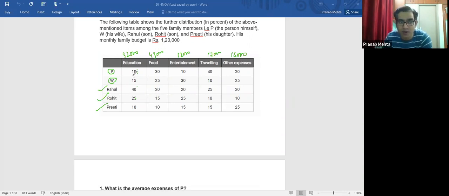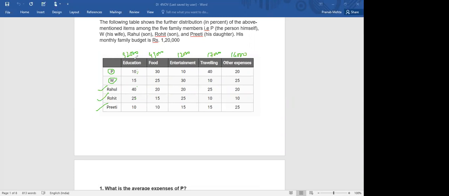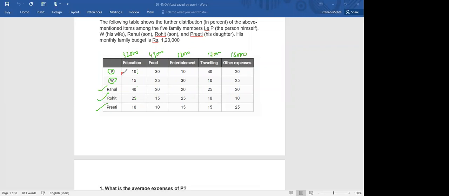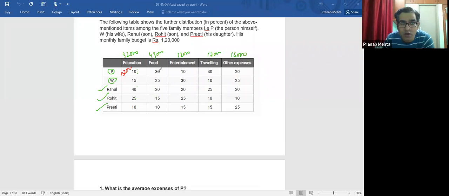I'm going to show for Preeti. Sorry, person. Please for person. Person's 10% expense is coming from education. So 10% of 32,000 is how much? 3,200. For food, 30%.